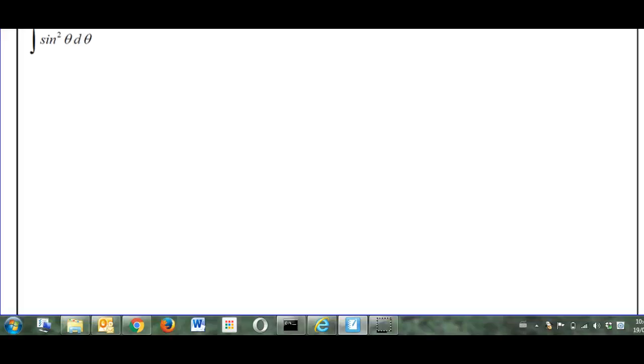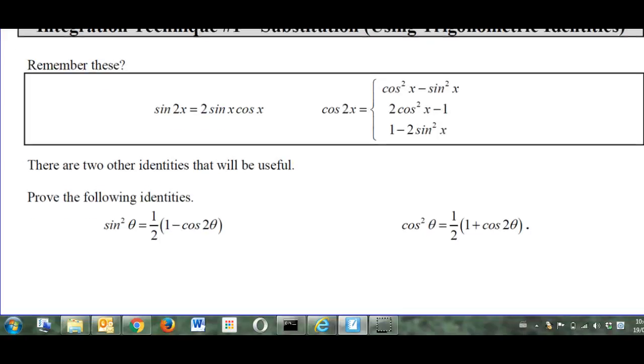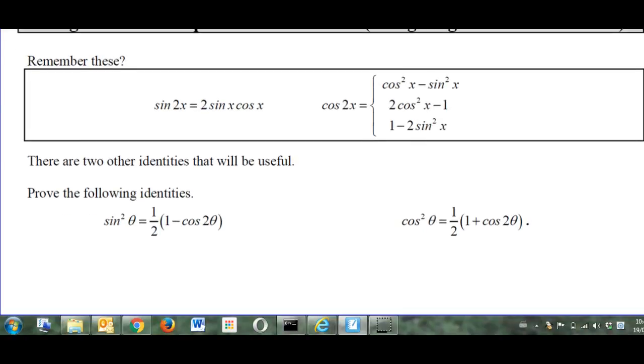So now we go back to the beginning. Integration. It just made more sense to introduce this now. So what are we going to do with the sine squared theta? Well, we have two identities that are useful.